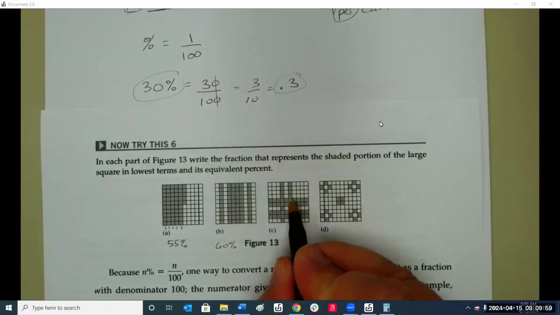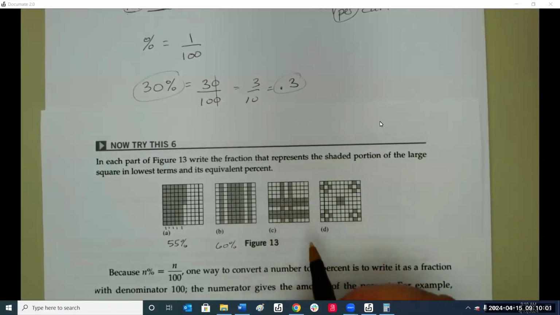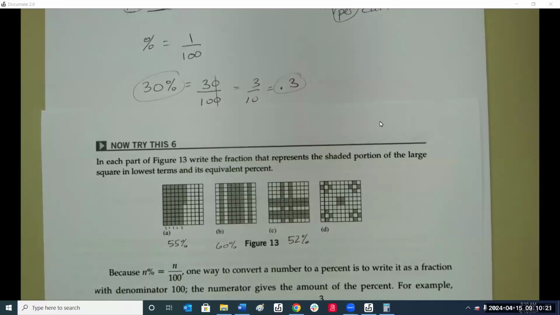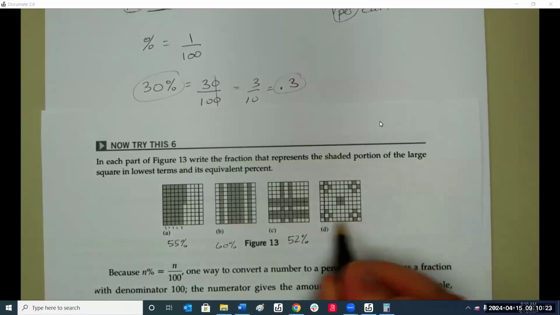But we have some overlapping ones. So it's 60 minus 8, 52%. And the last one. There's 4 in each of these, and there's 5 of them. 5 times 4 is 20, so it's 20%. 20 out of 100.